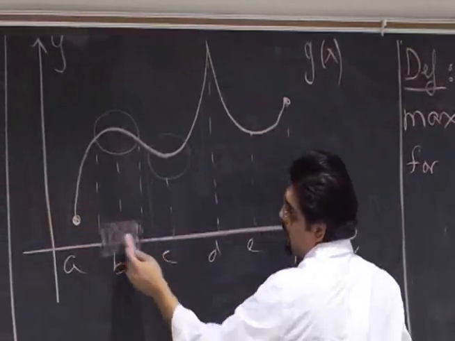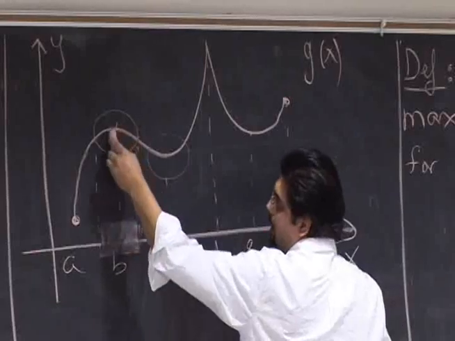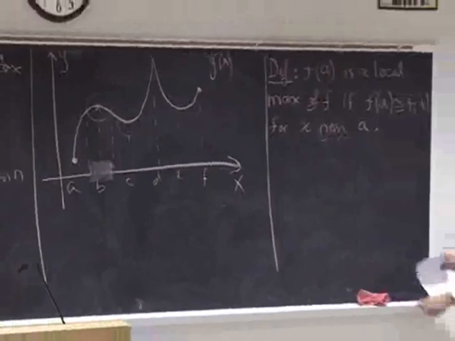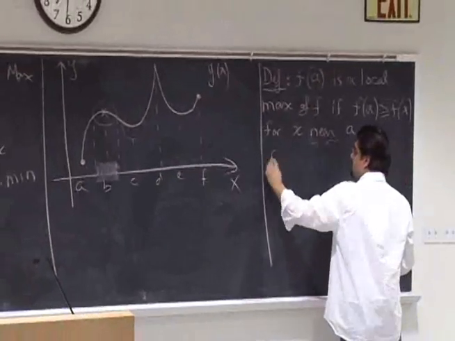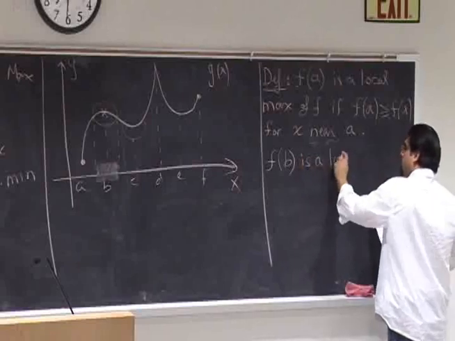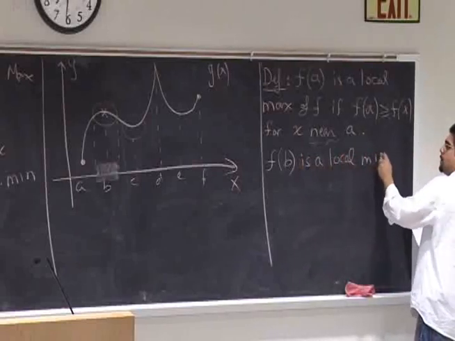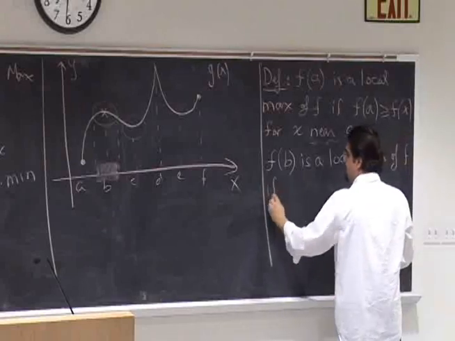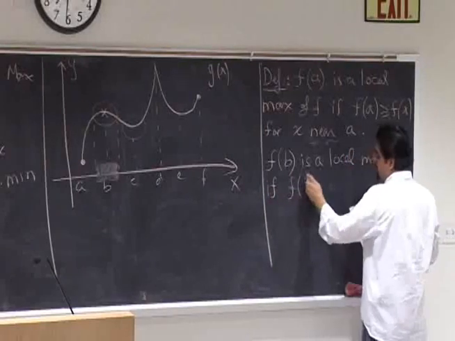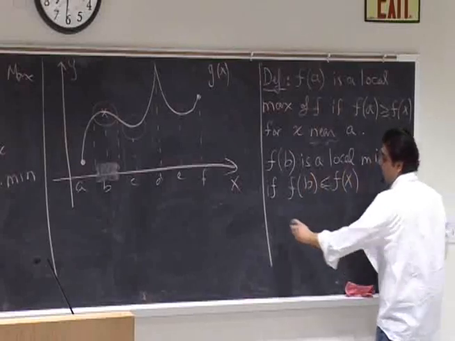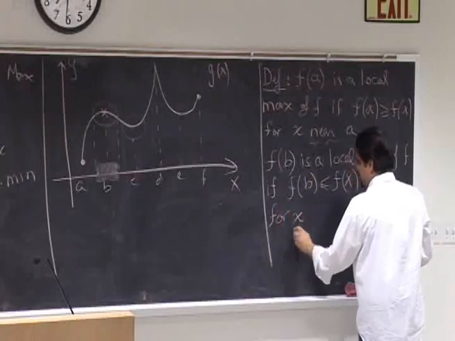Okay, for values of x within that interval, that point is the highest point in the graph. And the local minimum is defined very similarly. So if we say that f of b is a local minimum, if f of b is smaller than every other function value of x, for values of x near b.